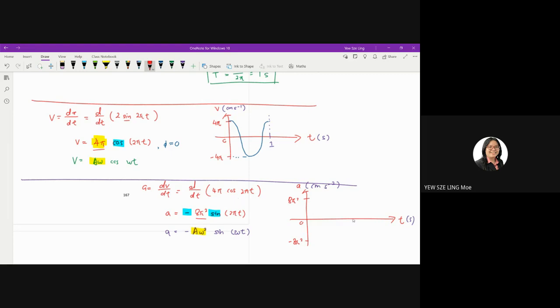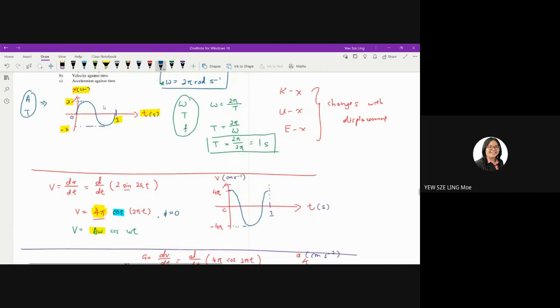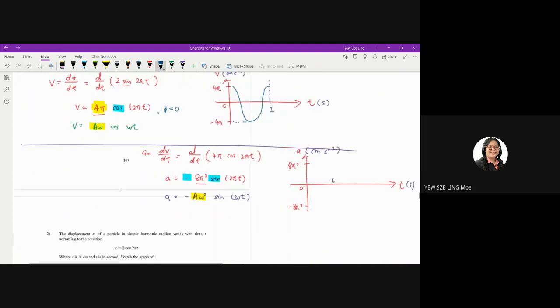Now, how are we going to sketch the graph then? If you look at the equations, the equation is now a negative equation. Like I told you just now, you differentiate cos, you get a negative sign. Negative sign means that you are going to draw an inverted sine function. When there's a negative, you're going to flip the shape of the graph over. Just now we have a shape as shown in question 1. Now I'm going to flip it over so it will look like this. So this would be my negative sine function.